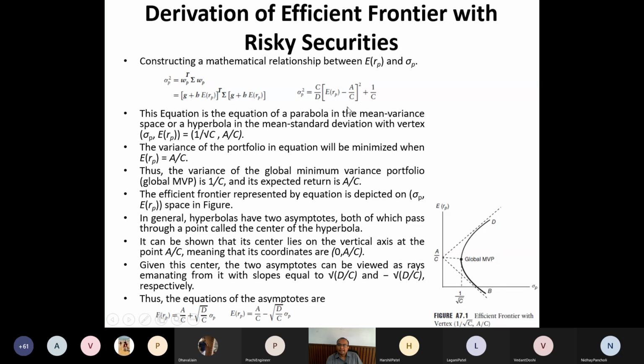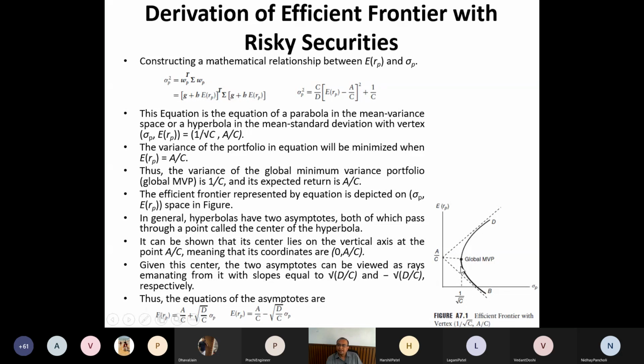And we have derived the vertex, given by the points 1 by root c on the x-axis and a by c on the y-axis, by looking at this equation. Also, we have derived the asymptotes of this hyperbola; the slopes of the asymptotes are given by root d by c and minus root d by c, and the center point is a by c. We have plotted these two asymptotes of the hyperbola. This all depends on the geometry of this graph, based on the hyperbola equation that you might have studied in your 12th standard, right? We are not going into the geometry, but we use whatever information we require from it.